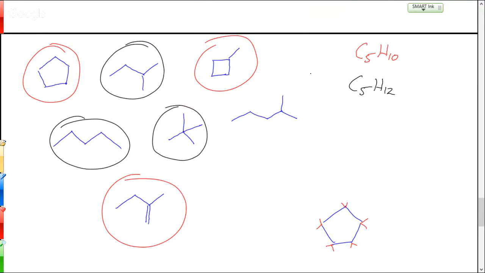This last one that I didn't circle is C6H14. So that one is not related to any of the other ones. Different formula completely.